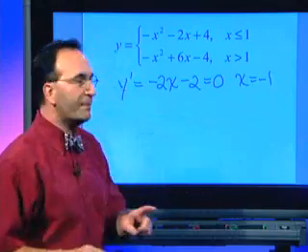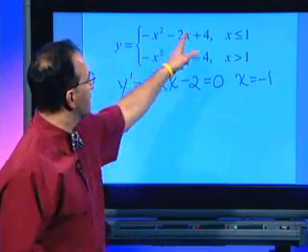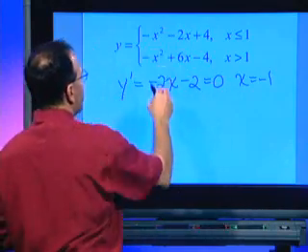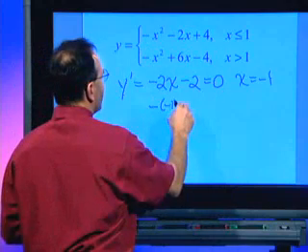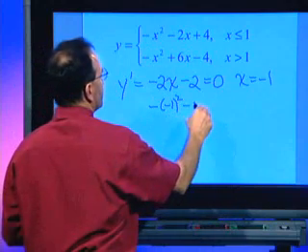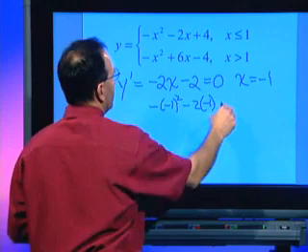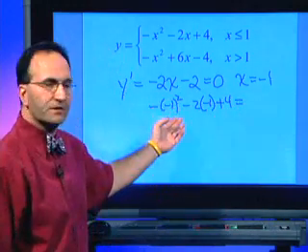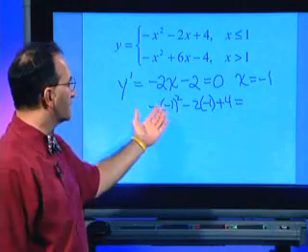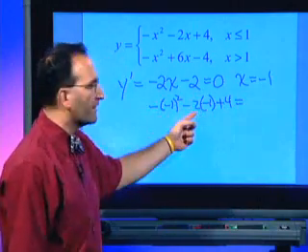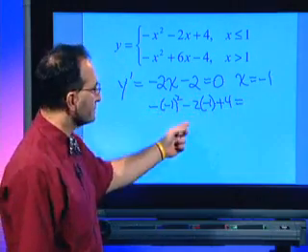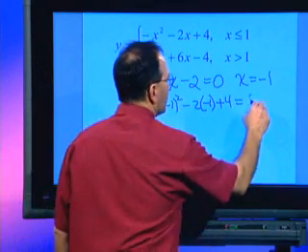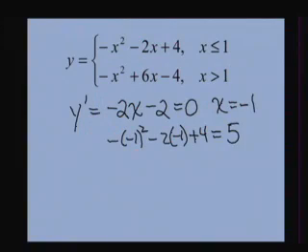So we plug that back into this original function up here, negative 1 squared minus 2 times negative 1 plus 4. So negative 1 squared is positive 1, but then there's a negative in front of it. So that's negative 1. Here we have positive 2, and then plus 4. So that's equal to 5, and that's going to give us a maximum value.